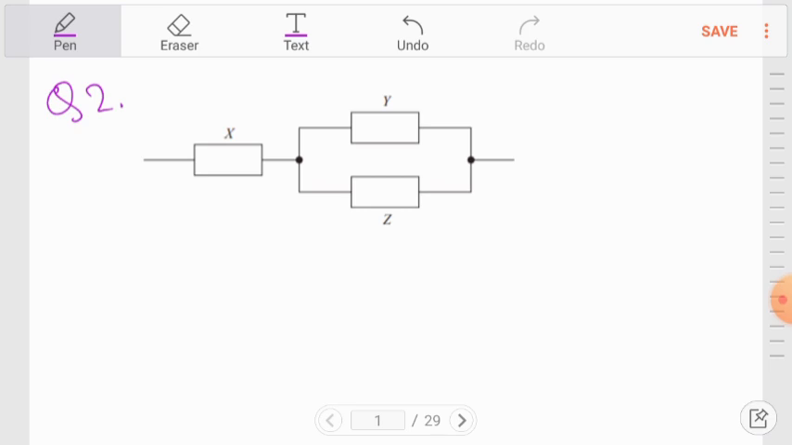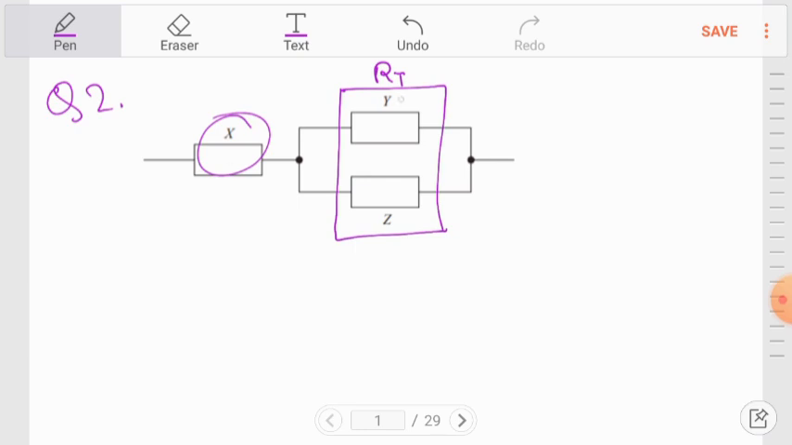Question 2 says, the diagram shows a combination of 3 resistors of resistance X, Y, and Z. Which of the following gives the total resistance of the combination? So we need to find an equation that would give the total resistance for this combination. We can see here that there are 3 resistors connected in both parallel and series. Let me consider Y and Z as a group, and I'm going to name it R subscript T.